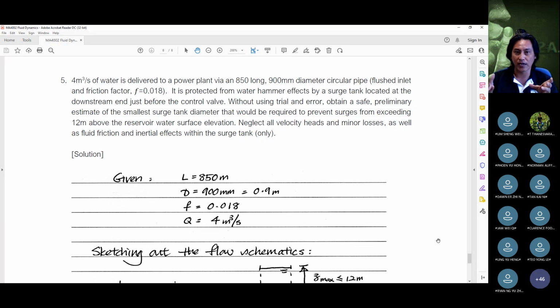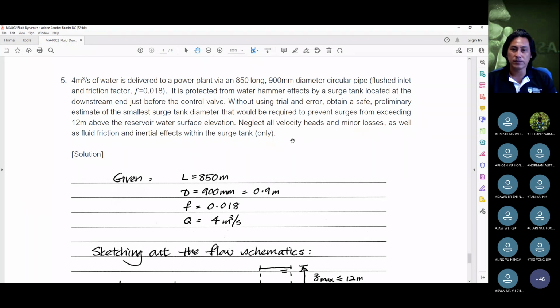So in this case, we're not asked to find the maximum water surge height and things like that. Given the maximum surge height, actually, right? And after that, try to estimate the diameter. So it's opposite to what we have experienced in the example in the lecture notes, whereby the diameter was given and we are asked to estimate Z max. Okay, but in this case, Z max is given and we're asked to estimate the diameter. Okay, it's the other way around.